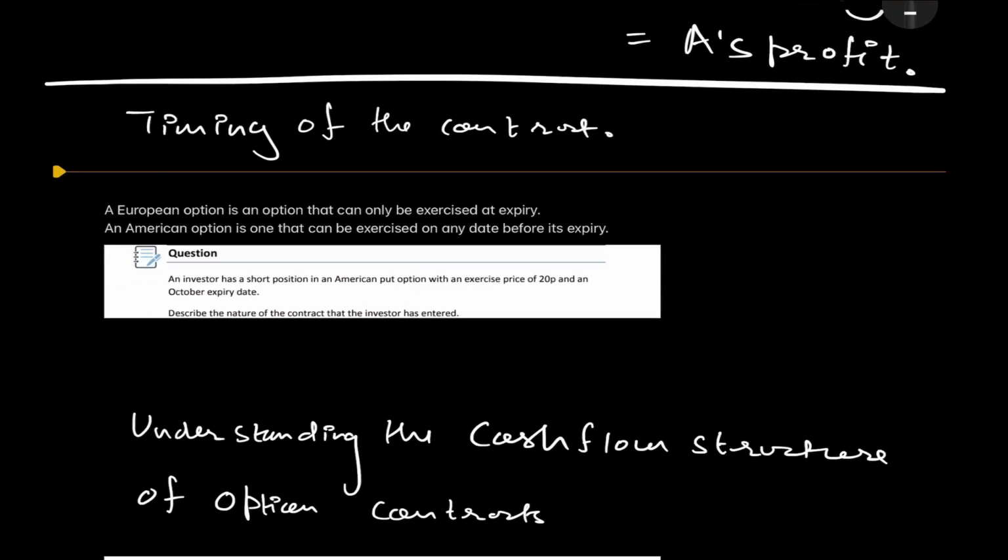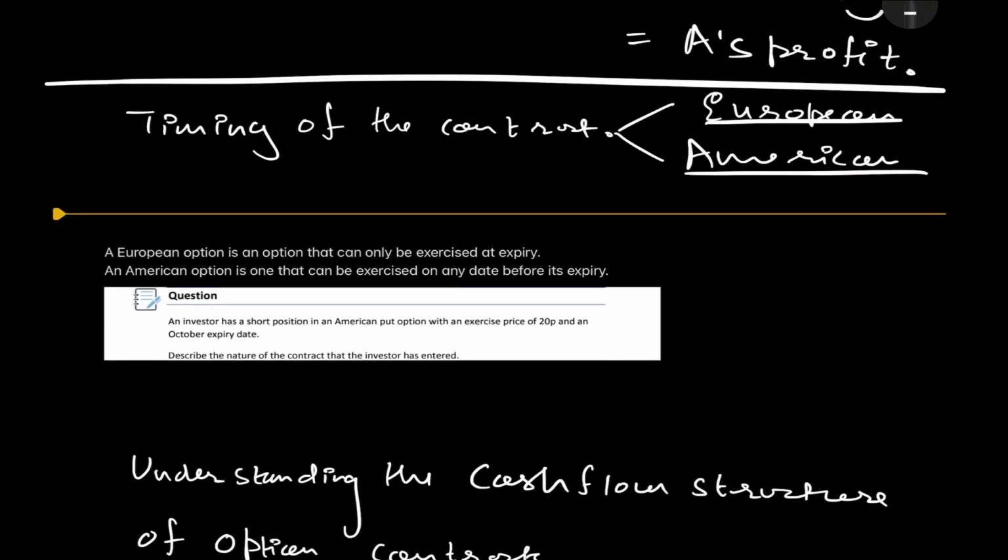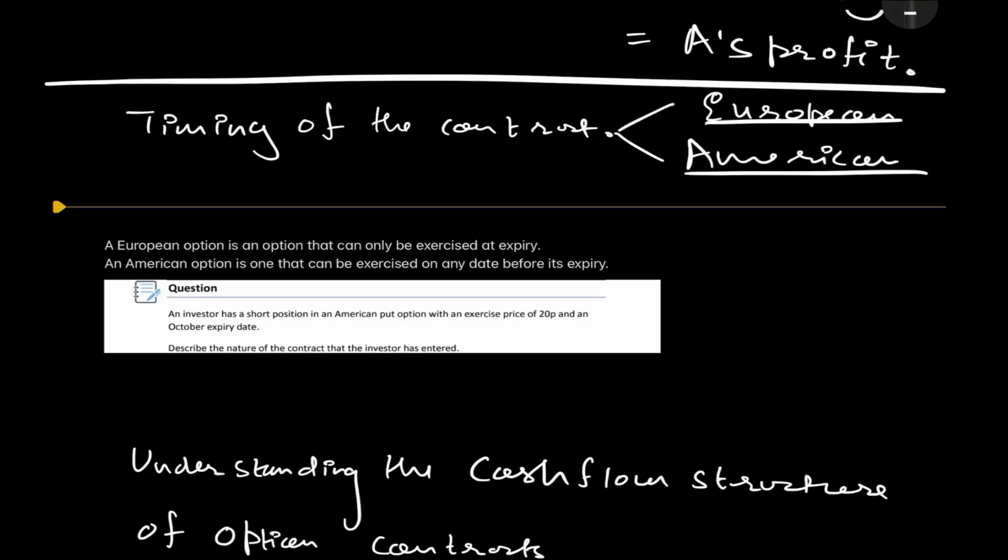So I want to discuss the timing of the contract with you. Okay. So based on the timing of the contract, there are two types of options. There is European options and there is American options. Remember that these names don't have anything to do with Europe or America. The names just have historic origins, where they originated and is how they're named. But the important point that you need to note about European or American options in this case is that European options can be exercised only on the expiry date. So there is one particular date of expiry, okay, where it can be exercised.